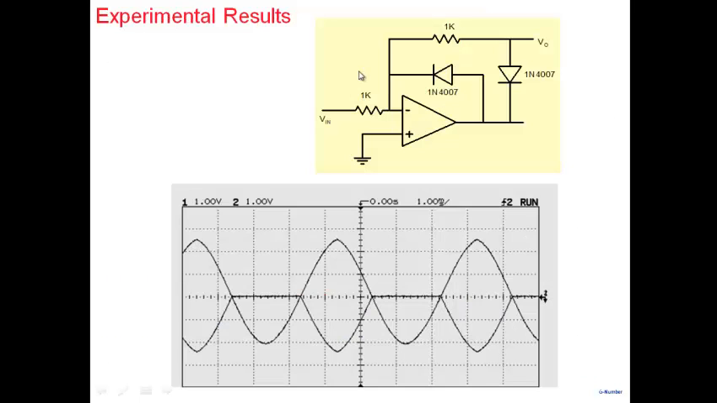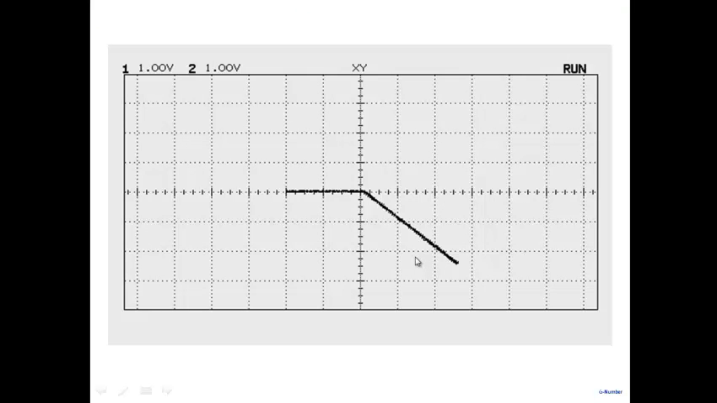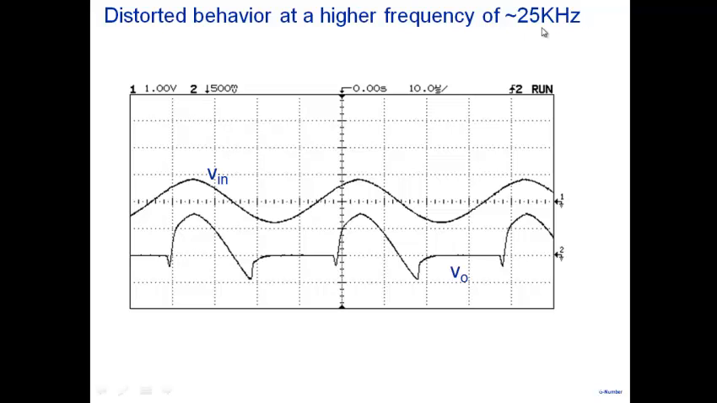These are some of the experimental results, which just show that the concept that we have outlined works reasonably well. So this is our standard precision rectifier circuit. You can see it rectifies quite well. These are experimental results captured from the oscilloscope. These are the V0 versus Vin characteristics. Note that these characteristics work well when the frequency is low. When we raise the frequency to 25 kilohertz, the characteristics get highly distorted.